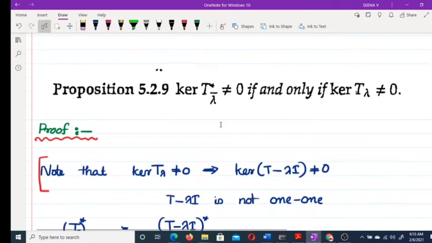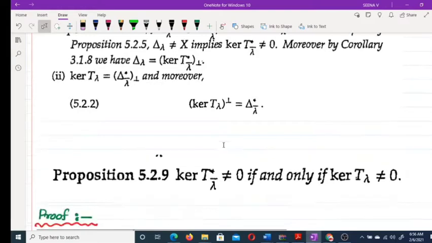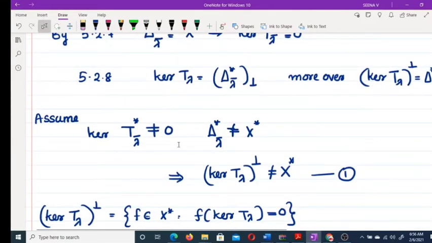Once again, here we have kernel T star lambda conjugate not equal to 0. This implies delta... the meaning of this one: delta lambda equal to X implies kernel T lambda equal to 0. Equivalently, kernel T lambda not equal to 0 implies delta lambda not equal to X. Therefore, kernel T star lambda conjugate not equal to 0 implies delta star lambda conjugate not equal to X star. That's what we have.